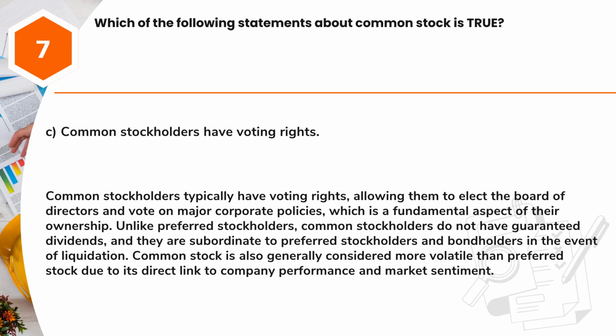Answer, C. Common stockholders have voting rights. Common stockholders typically have voting rights, allowing them to elect the board of directors and vote on major corporate policies, which is a fundamental aspect of their ownership. Unlike preferred stockholders, common stockholders do not have guaranteed dividends, and they are subordinate to preferred stockholders and bondholders in the event of liquidation. Common stock is also generally considered more volatile than preferred stock due to its direct link to company performance and market sentiment.